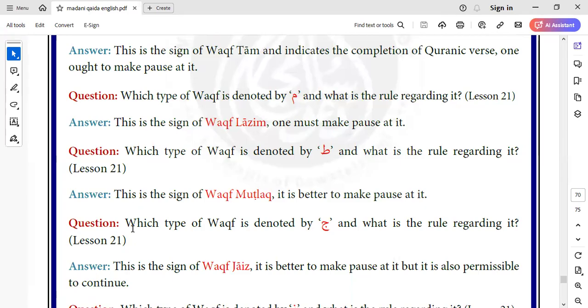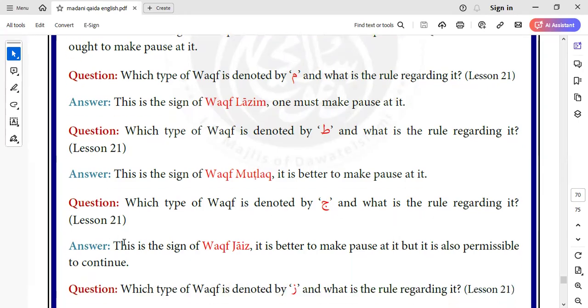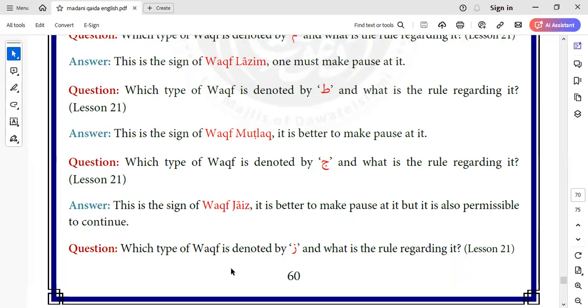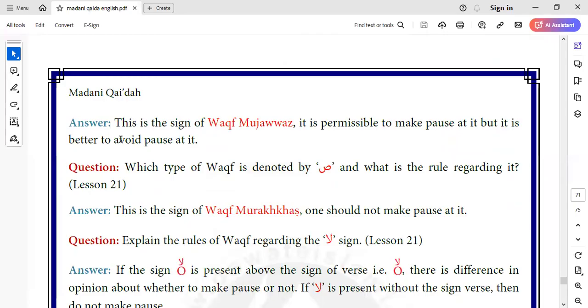Question. Which type of Waqf is denoted by Jeem, and what is the rule regarding it? Answer. This is the sign of Waqf Jaiz. It is better to make a pause at it, but it is also permissible to continue. Question. Which type of Waqf is denoted by Za, and what is the rule regarding it? Answer. This is the sign of Waqf Mujawwaz. It is permissible to make a pause at it, but it is better to avoid pausing at it.